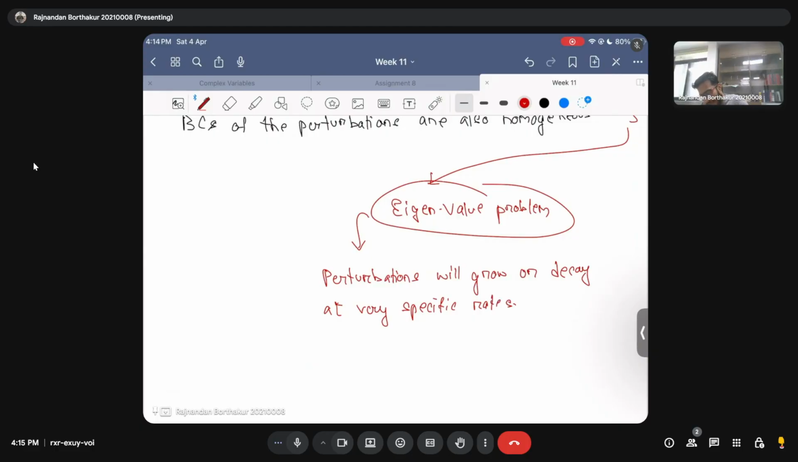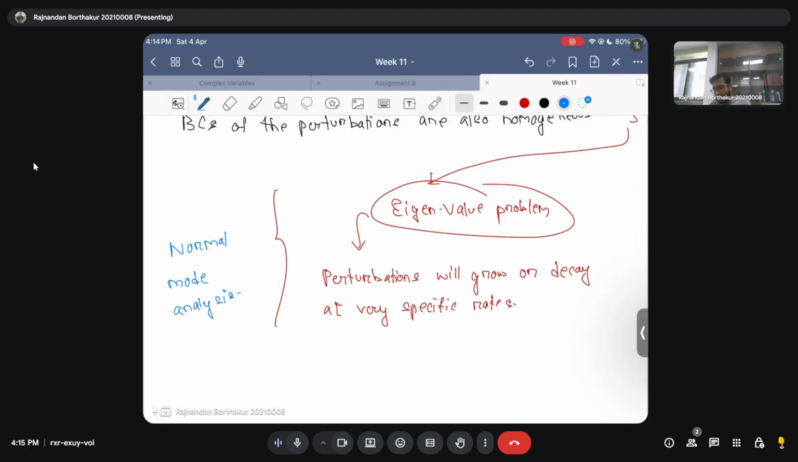Okay, and the fact that it's an eigenvalue problem, which hints that the perturbations will grow or decay at very specific rates, hints that the solution methodology for finding the perturbation will involve something known as the normal mode analysis.